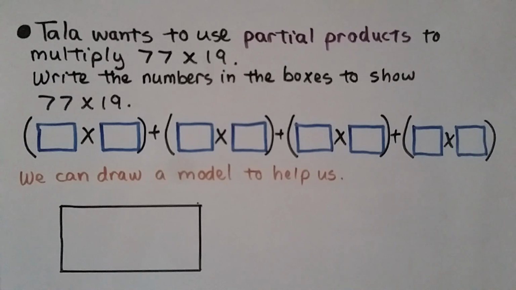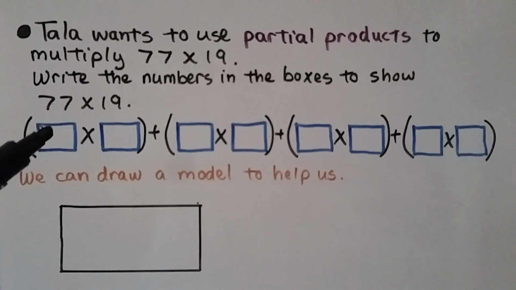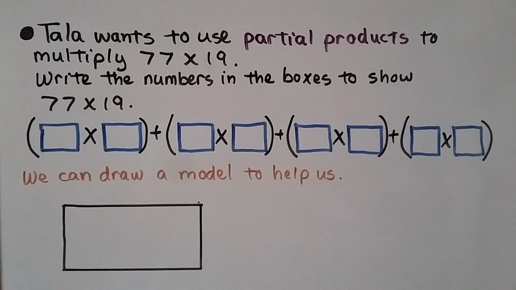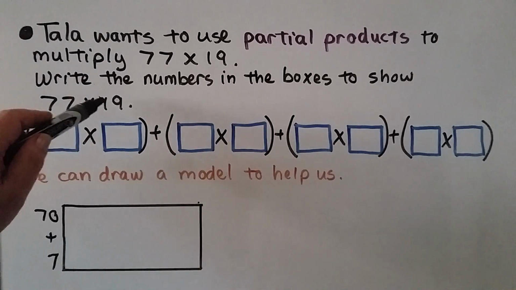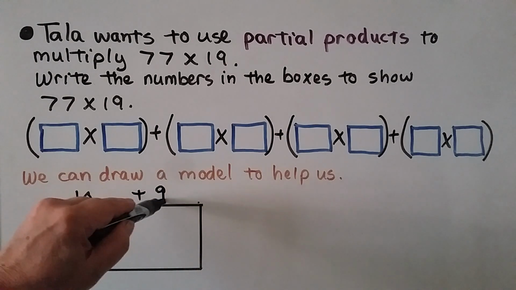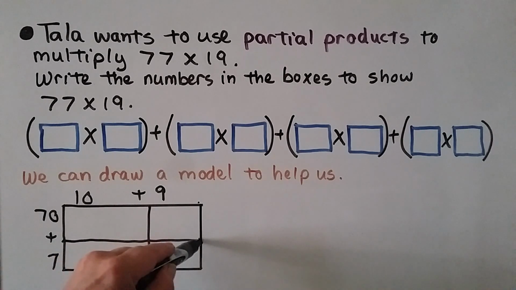Tala wants to use partial products to multiply 77 times 19. We need to write the numbers in the boxes to show 77 times 19. So if we're confused, we can start by drawing a model to help us. We can break the 77 into a 70 plus 7. We can break the 19 into a 10 plus a 9. Then we can draw our lines and make our 4 partial products.